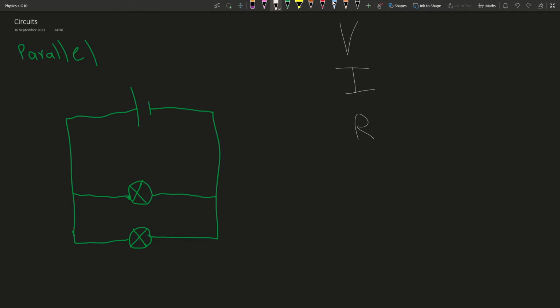Okay, and so whenever you're finding out any of these, the type of circuit is going to be relevant. It's always going to come up. So in a parallel circuit like this, you're going to have a situation where your current is going to split across the different branches, but your voltage is going to be the same everywhere.